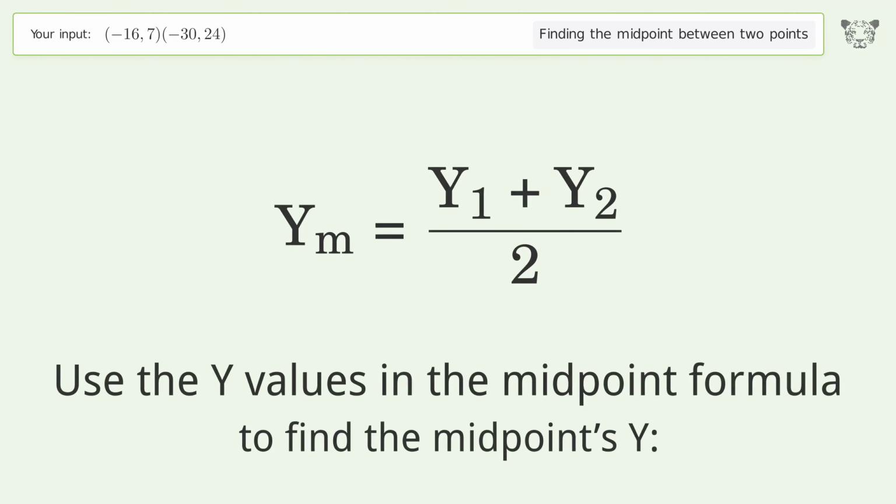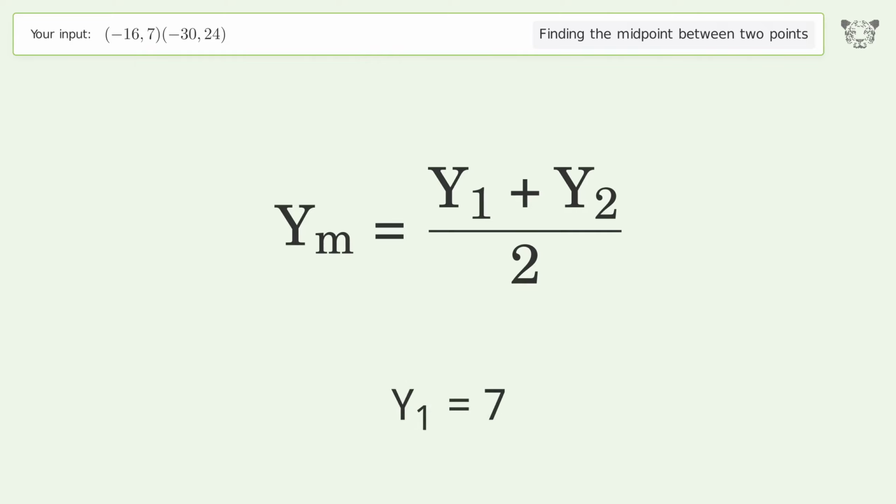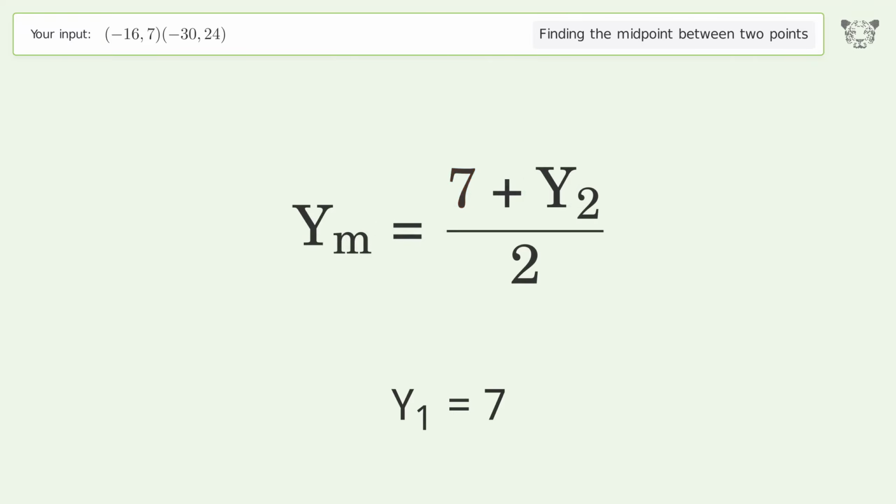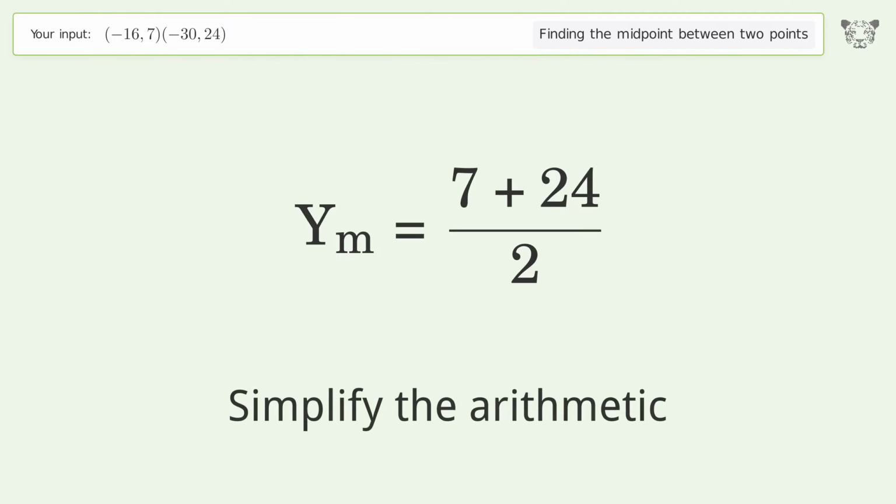Use the y values in the midpoint formula to find the midpoint's y. y1 equals 7. y2 equals 24. Simplify the arithmetic.